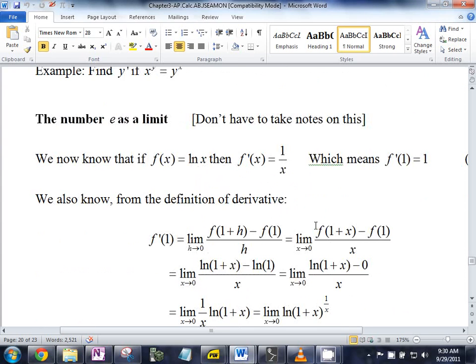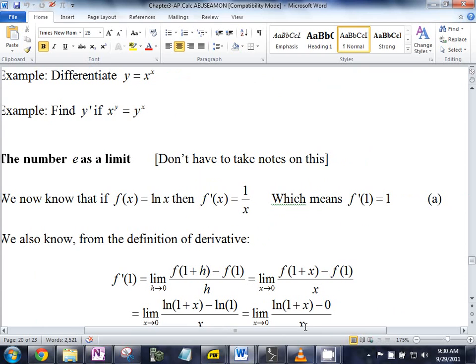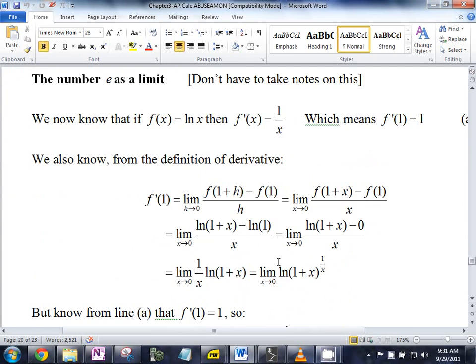We also know from our definition of derivative that f prime of 1 is equal to f of 1 plus h minus f of 1, over h. All I'm doing is applying the limit definition of derivative. But in this case, f of x is ln x, and we know what f prime is, because we now have a definition for the derivative of natural log x.